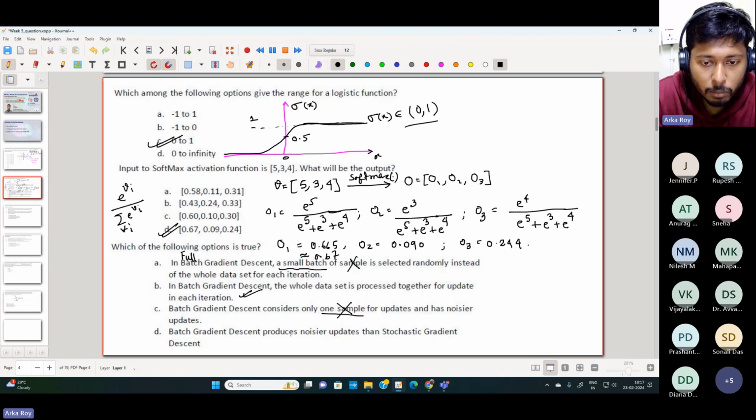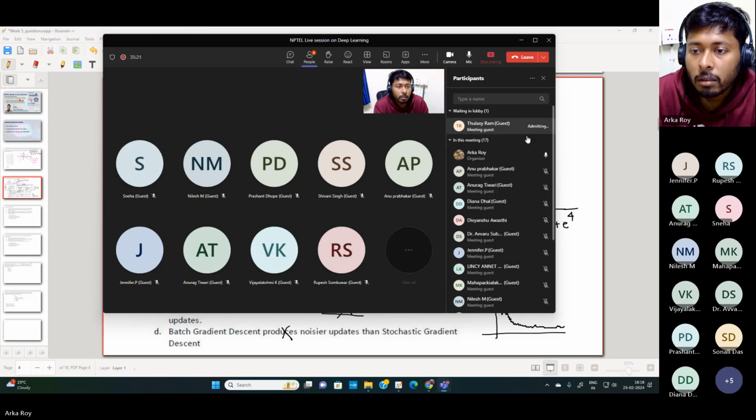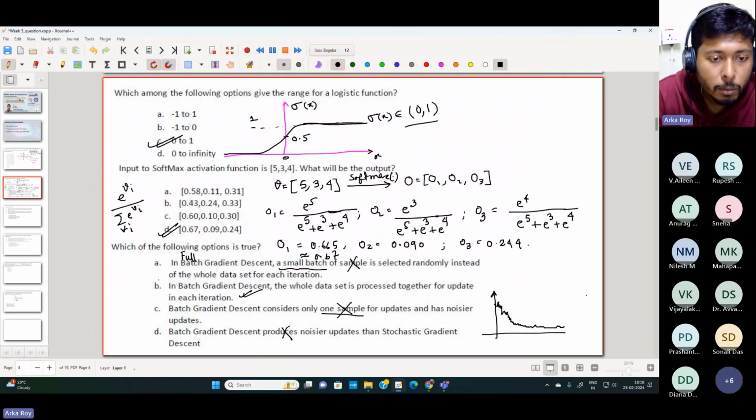And batch gradient descent produces noisier updates than stochastic gradient descent. So this is also wrong because in stochastic gradient descent, you are basically calculating loss and updating the weight values for each and every sample. So for each sample, you will get something like this. So this will be noisier because you are considering loss for each and every sample. However, in case of batch gradient descent, you will get smoother updates than stochastic gradient descent. Okay, so by that logic, option B is the correct one. Option B is the final answer.